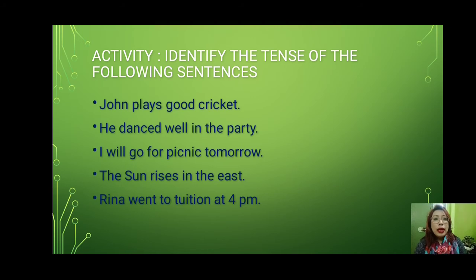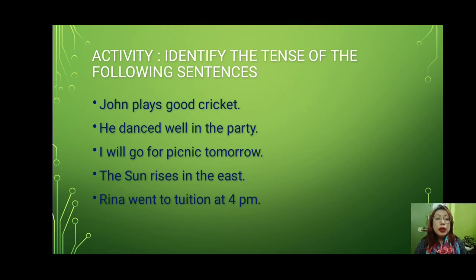Now it's a small activity where you need to identify the tense of the following sentences. As you all know, you identify the verb and you tell us the tense of these sentences. So I'm going to give you half a second. Just identify the verb in the following sentences. Number 1.